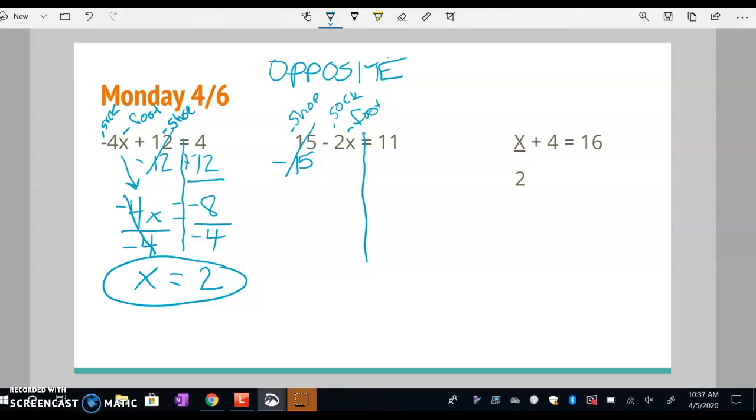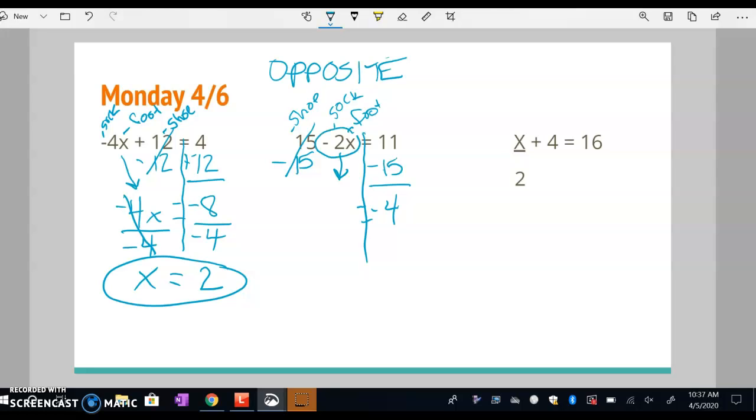I have to do the same thing on the other side of the equal sign. I have to keep those scales the same. So I'm going to take away 15 over here as well. 11 minus 15, if you picture a number line and you're at positive 11 and you were to go back 15 spaces, you would land at negative 4. And then I'm just going to bring down my foot and my sock.